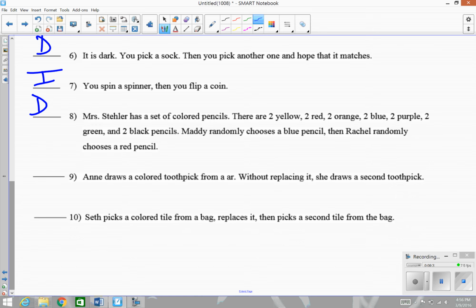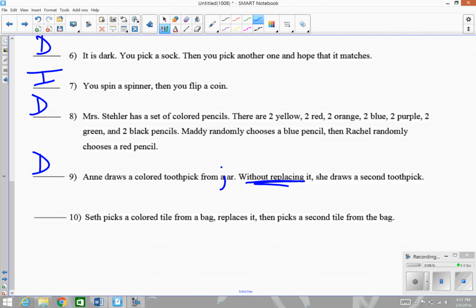Anne draws a colored toothpick from a jar. Sorry about the typo. Without replacing it. That means she's keeping it. She is not putting it back. She draws a second toothpick. Because she didn't put it back, she's changing the total. That's dependent.